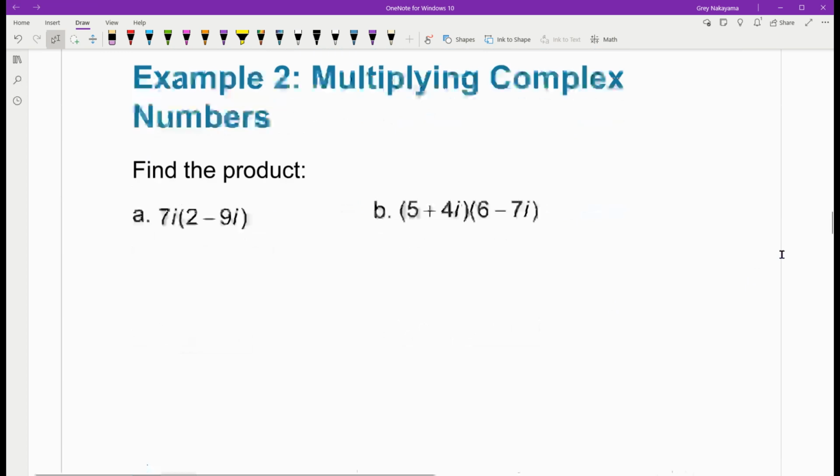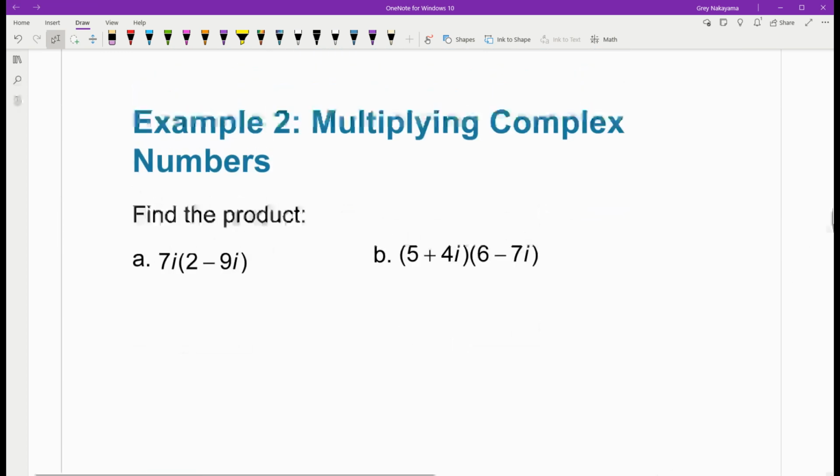Okay, next example, multiplying complex numbers. Here you've got to remember the similar thing. This is like multiplying a binomial and a monomial. 7i is a monomial, one term, and a binomial, two terms, and that means I'm going to distribute the 7i to the 2 and to the -9i. So 7i times 2 is going to be 7 times 2 is 14, and then I have an i, so it's just going to be 14i.